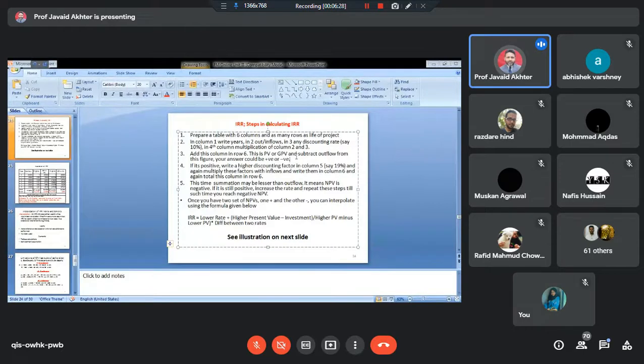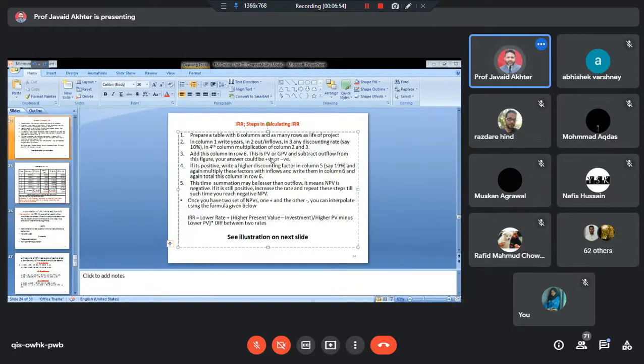Now we will take one more step. Suppose the figure is positive, then we will write a higher rate in the next column. That means if earlier it was 10, we may write 15, we may write 20. And if the figure was negative, we will write a lower rate, just the opposite one. And once again total it. This time our total could be different from what we obtained here.